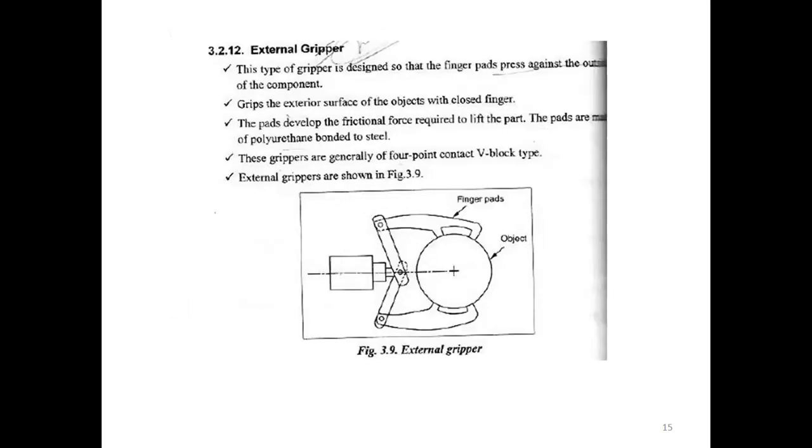And the external gripper is designed so that the finger pads press against the outside of the component. So it will grip the exterior surface of the object with the closed fingers. The pads develop the friction force required to lift the part. The pads are mostly polyurethane bonded to steel. So these grippers are generally of a four-point contact V-block type. External grippers, what I showed over here.